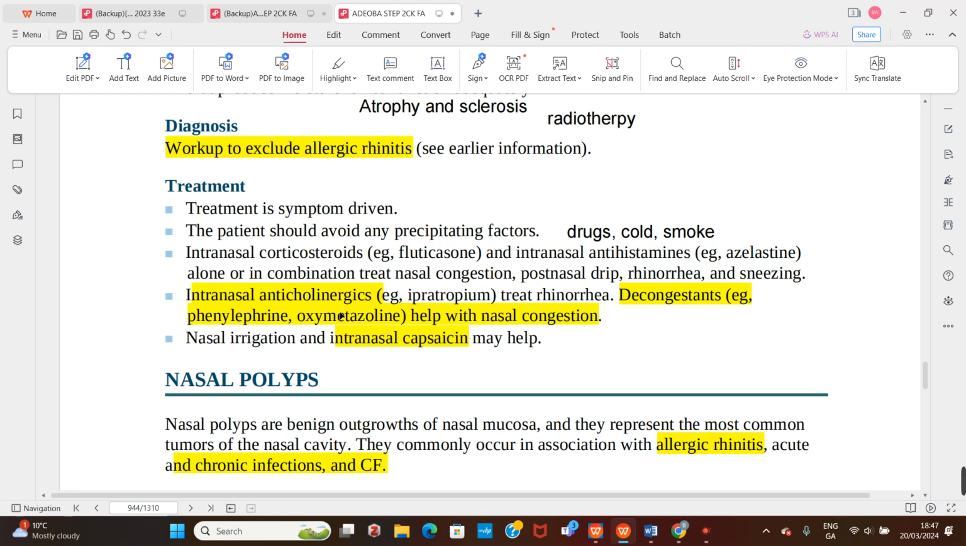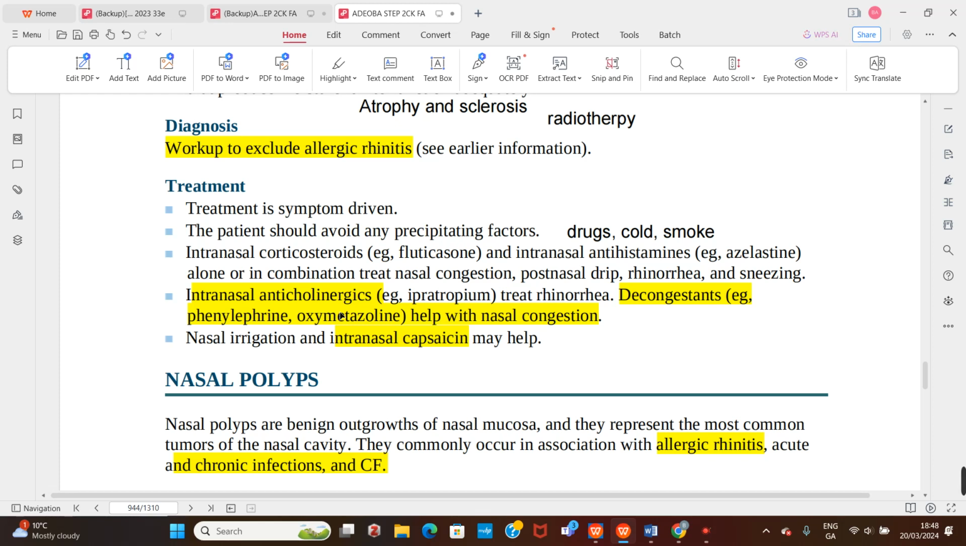And you can give them the intranasal corticosteroid with the intranasal antihistamine too. The same thing. Azelastine, fluticasone. You can give them the stuff just like in allergic rhinitis, to treat the condition. Sometimes some people can benefit from intranasal anticholinergics like ipratropium too, or decongestants. Then to relieve the symptoms you can do nasal irrigation with maybe saline, and then you can give them intranasal capsaicin.